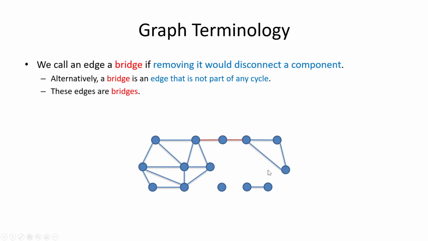In a graph, we can also have what we call a bridge. A bridge is any edge that if we were to remove that edge, it would disconnect a component. I guess this edge here is also a bridge. Again, an alternative definition is that a bridge is an edge that is not part of any cycle. These 3, for instance, are all part of this cycle, and so none of them are bridges. If we were to remove any one of them, then the other 2 would become bridges because we would have destroyed that cycle.